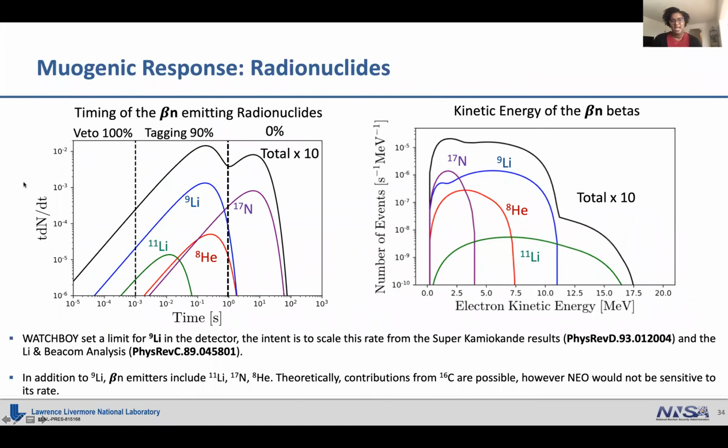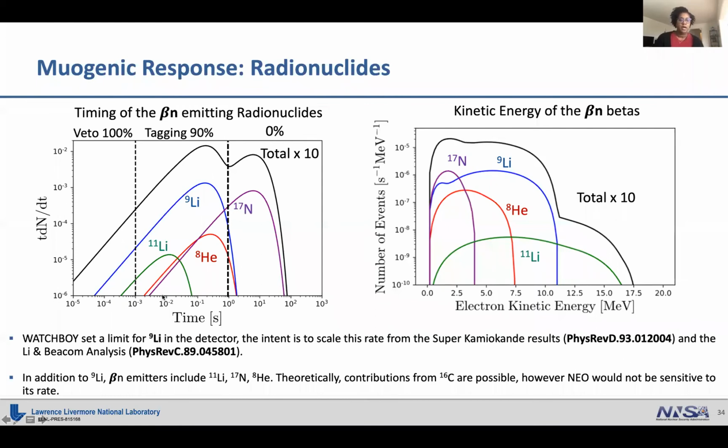second to lastly, the muogenic responses from the radionuclides. So again, I mentioned that you have these radionuclides that decay through beta emission. These have a specific decay time based off of their half-lives. The problem with these radionuclides is that they live so long that you can't have a reasonable veto time to get rid of them. You actually have to accept them as backgrounds.